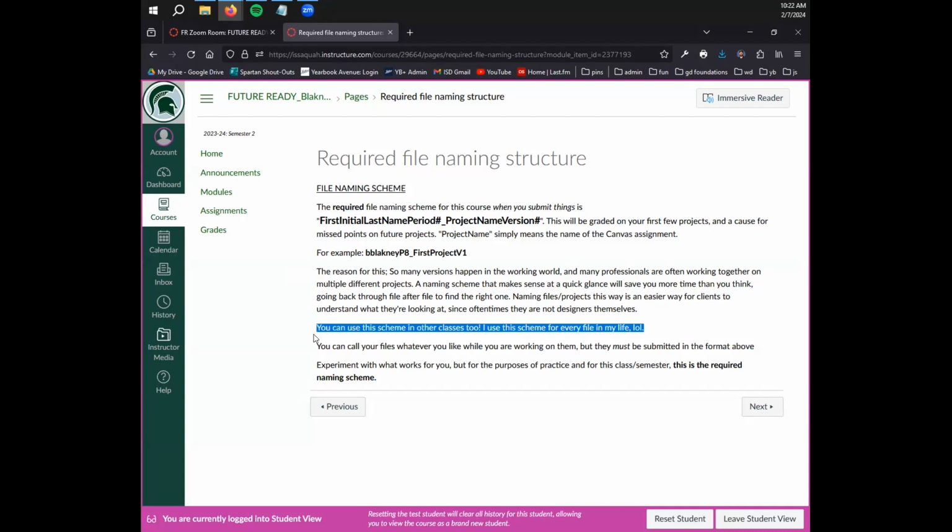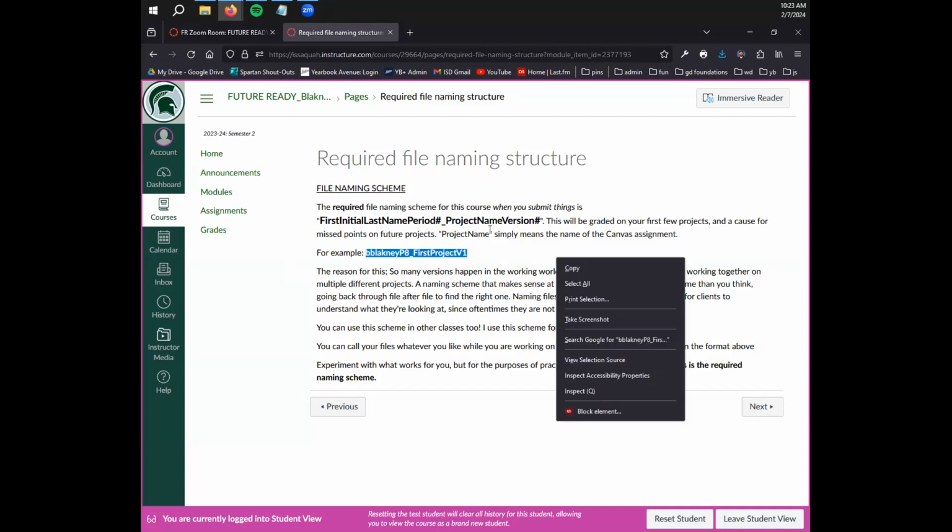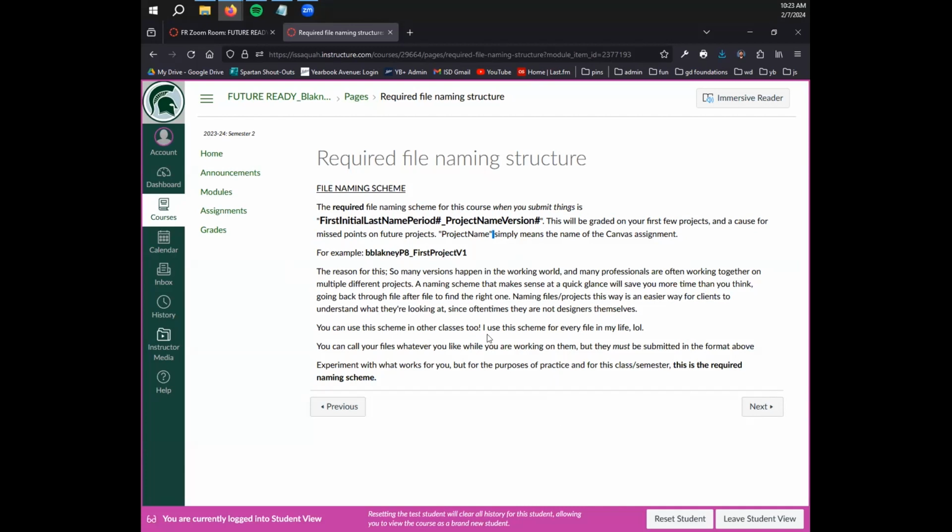Okay, you can use this in other classes if you want, but for the purposes of Future Ready, everything that you submit for grading needs to have this set of information. It looks like a lot when it's all spelled out like this, but when you submit stuff, it's going to look something like this. Really short. It's just your version of putting your name on your digital file. I don't like to use a lot of paper because then it introduces too many places for things to get lost. So this is just a way that you turn in your assignments with your name on them. There's just a specific way I want you to do that.